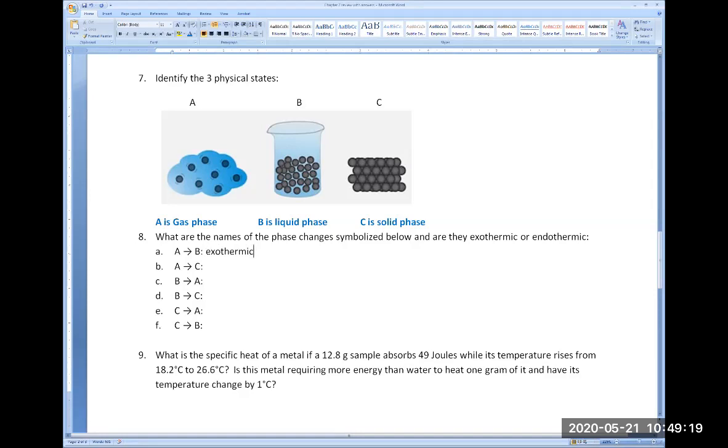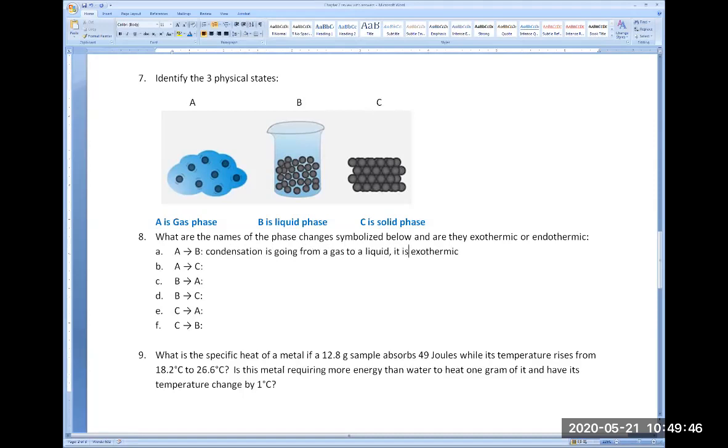So deposition is when you go from a gas to a solid. Here it goes from a gas to a liquid. Yes, condensation is the term. Condensation is going from a gas to a liquid.